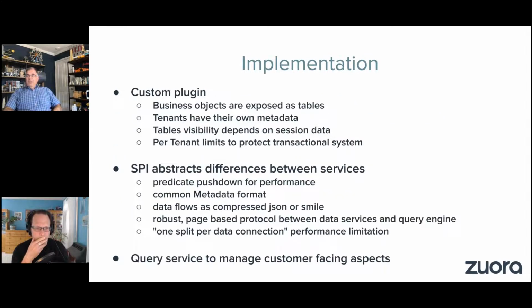So our plugin exposes all our business objects as tables for customers. So when you go to data query, you see all your business objects as tables within Presto. Every tenant has its own set of metadata. So this is different from how you would build this for a system with a single live data set, because our tenants can modify the business objects. They can add attributes. So for every customer, the metadata is slightly different. So we have to maintain completely separate metadata for all the tenants.